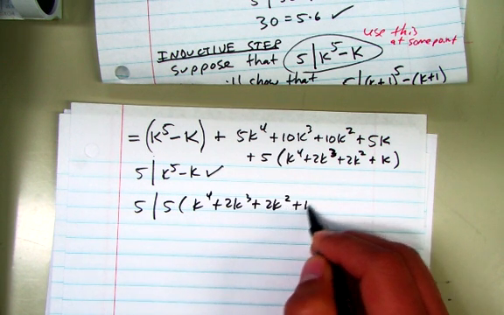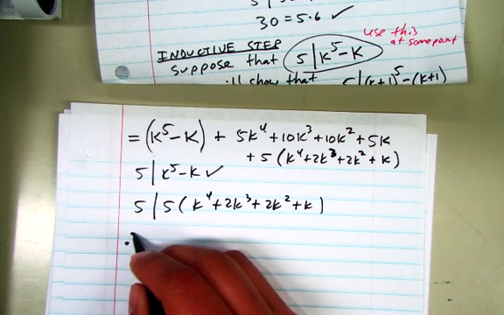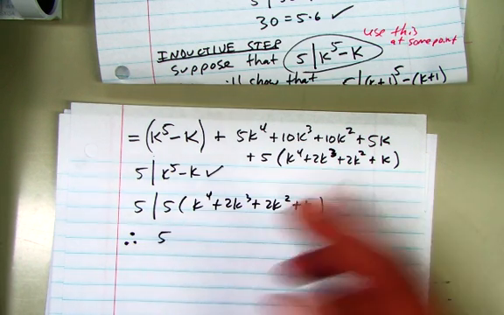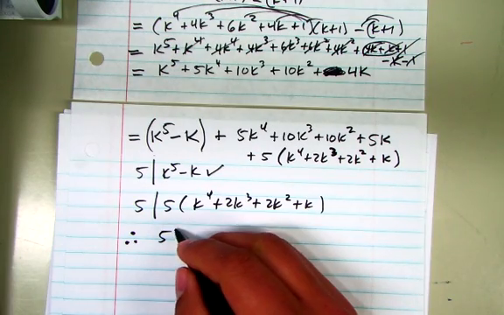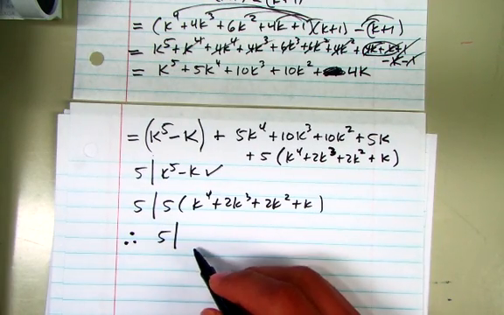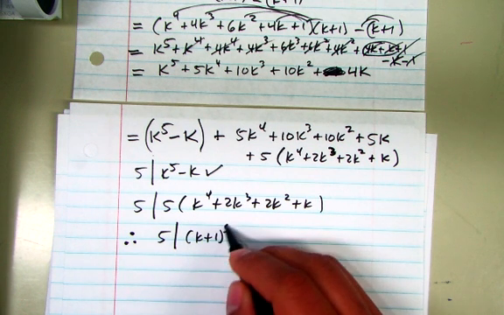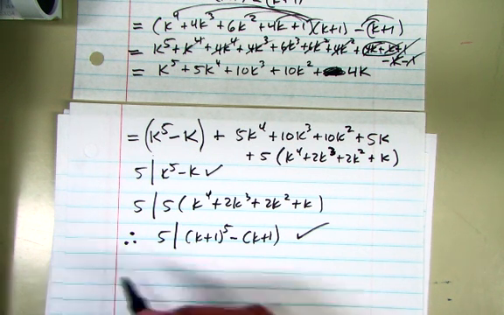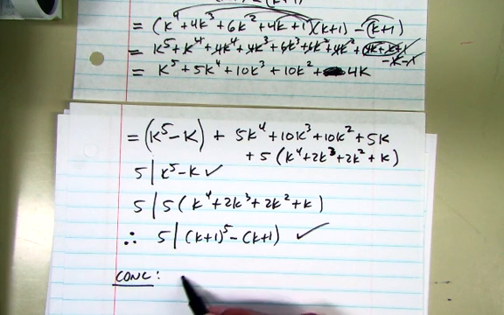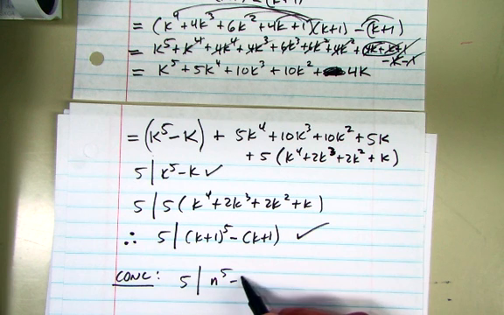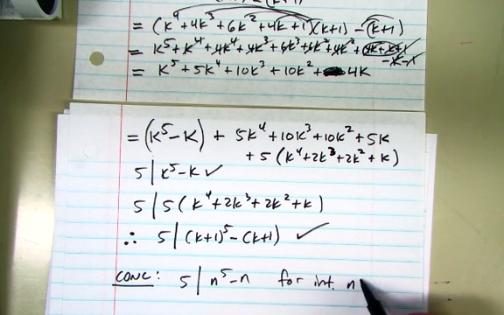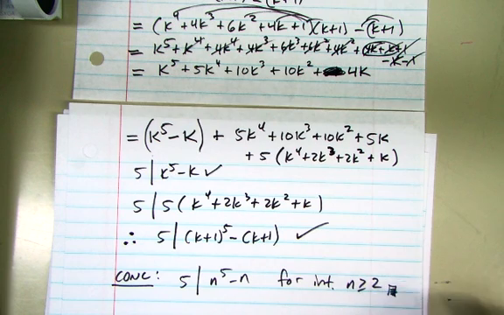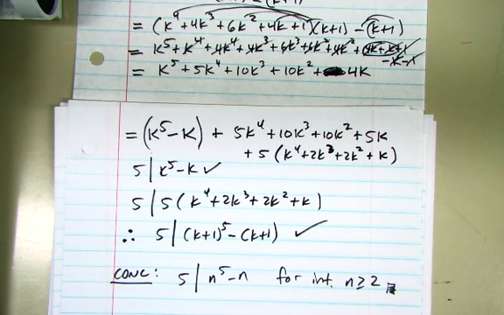Therefore, 5 divides the whole thing, which was originally that. Okay? So we're done. Conclusion. 5 divides n to the 5th minus n for integers n greater or equal to 2. To prove that 5 divides n to the 5th minus n was the point.